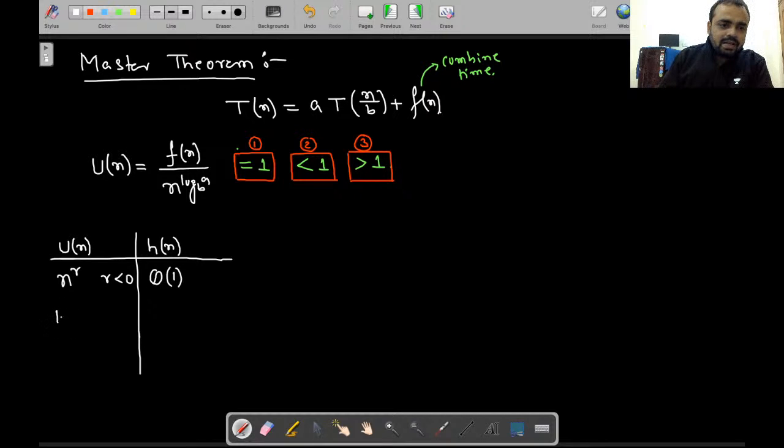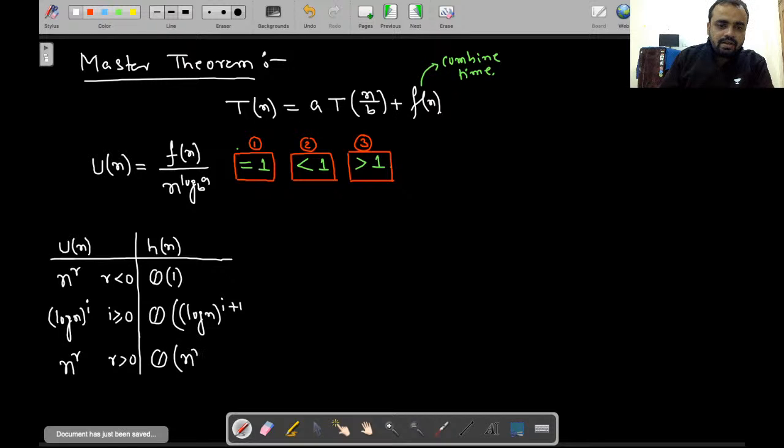दूसरा क्या पॉसिबल है, ठीक है ना, log of n to the power i, where i is greater than or equal to 0, then it will become theta of log of n to the power i plus 1. And the next thing is n to the power r, where r is greater than 0, then it will become theta of n to the power r.